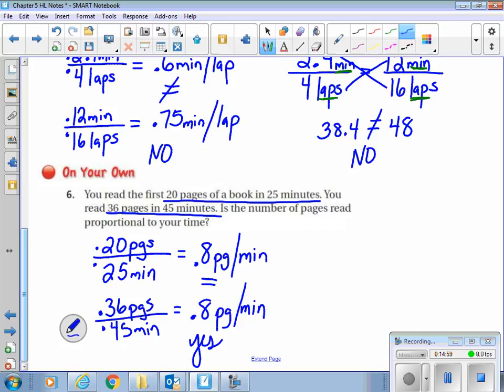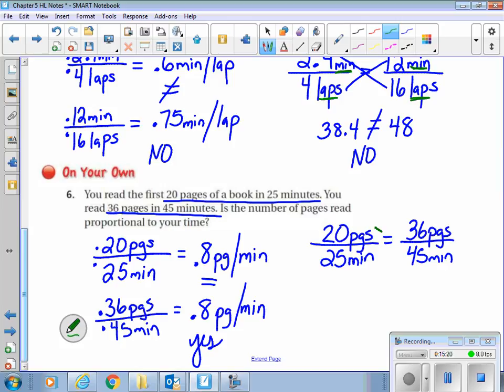The other way you could have done it was by using your cross product. So we'll start with 20 pages over 25 minutes. 20 pages is to 25 minutes as 36 pages is to 45 minutes. And we'll look at our diagonals here. 20 times 45 gives me 900. 25 times 36 also gives me 900. As soon as you see your cross products being the same, again, that is a yes for a proportional relationship. All right, so that's all we have for proportions.